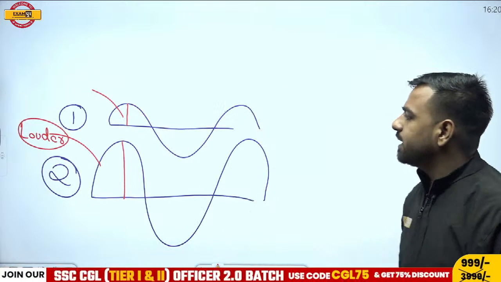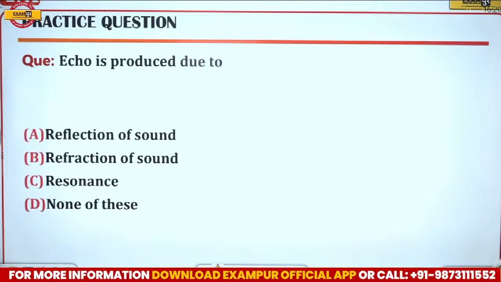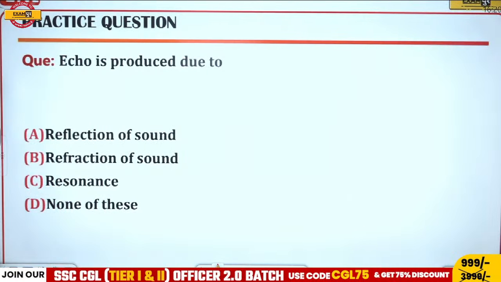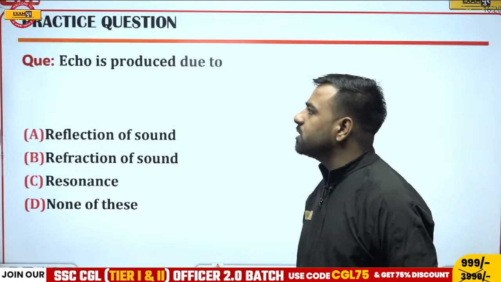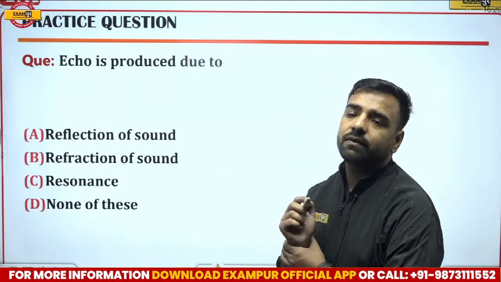Okay, so let's have a look at the next question now. Echo is produced due to what? Is it reflection of the sound, refraction of the sound, resonance, or none of these? What do you think the correct answer is over here? Echo is produced due to what?